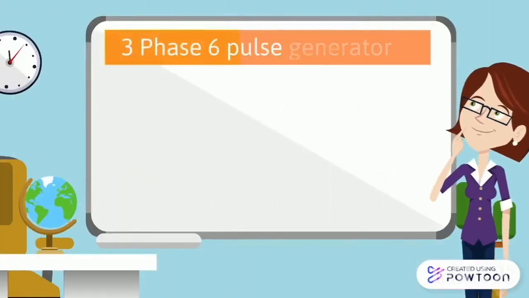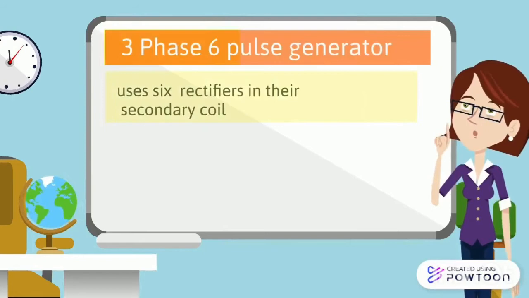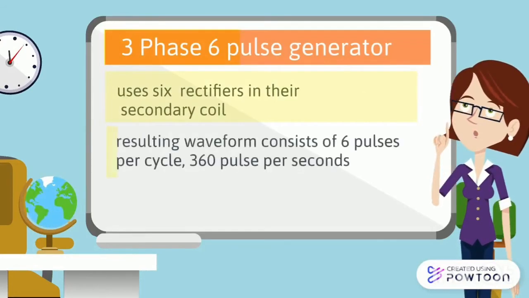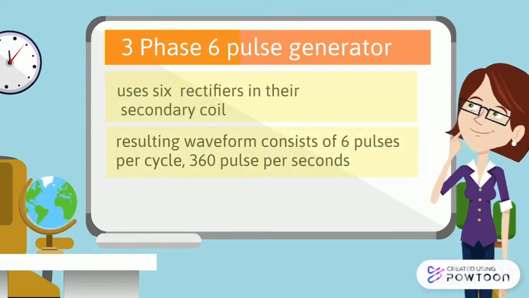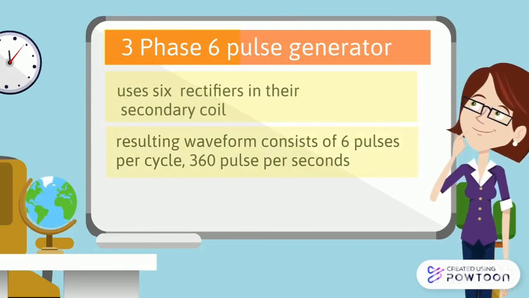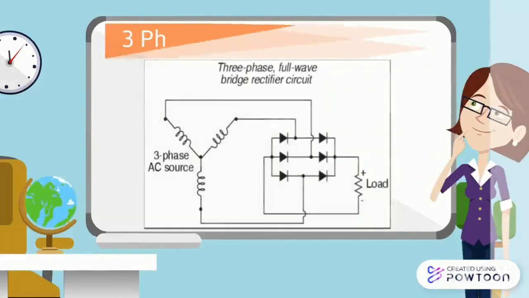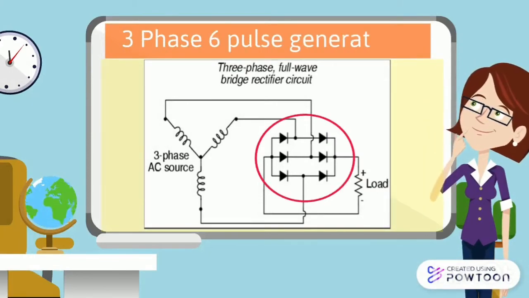A 3-phase 6-pulse generator uses 6 rectifiers in its secondary coil, and the resulting waveform consists of 6 pulses per cycle, 360 pulses per second. This figure shows that 6 rectifiers are used in this generator.